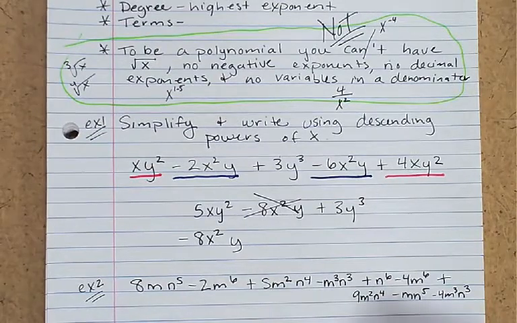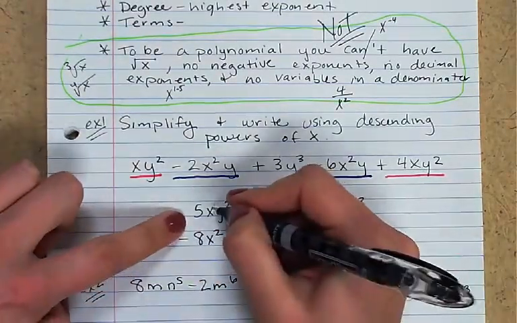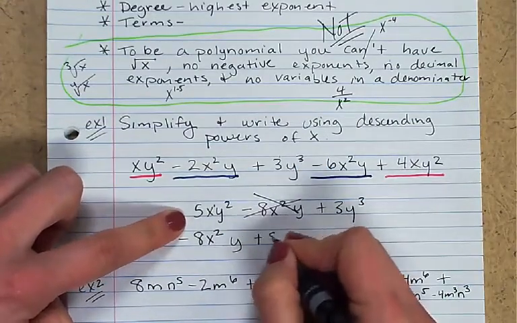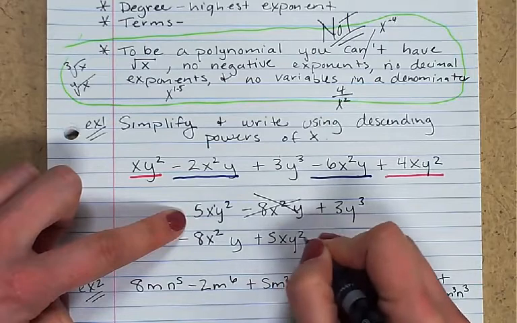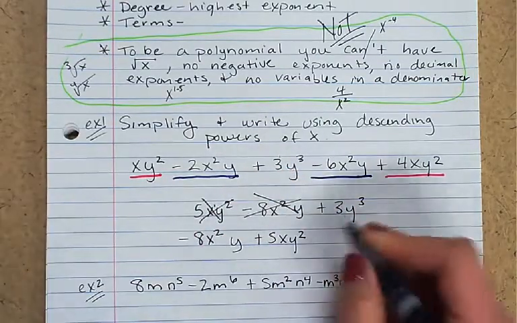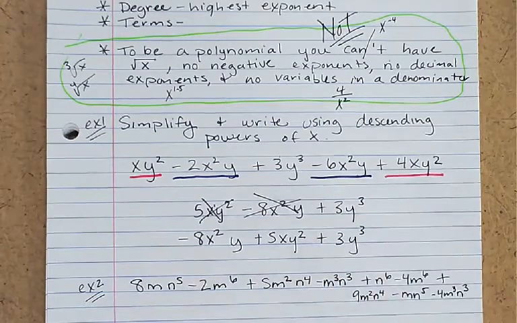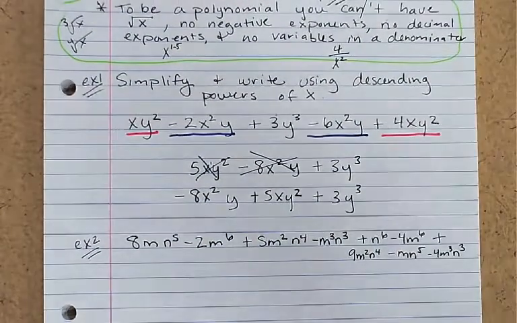So then after x squared, it would be if we had any plain x's, which we do. This one has an exponent, an imaginary 1 there, so it would go 2, 1. So this is a positive 5xy squared. And then last, this one doesn't have any x's on it at all, so it is last. 3y cubed is our final answer.